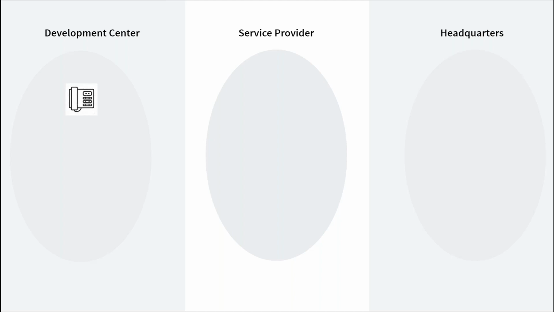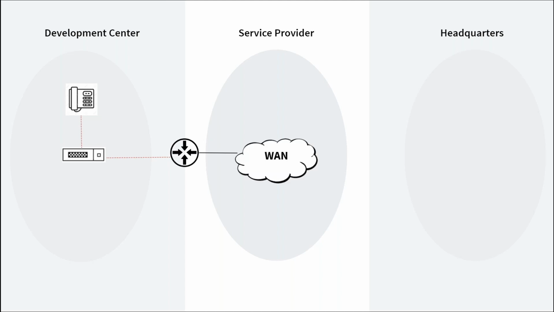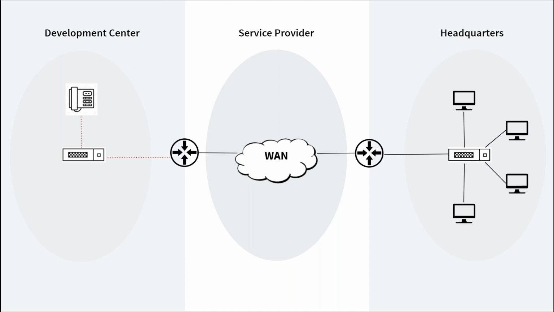So how it works is that the development center has IP phones, like the Avayas, and they are going to be connected to a particular switch or router. That's going to indirectly connect you to the network, the internet, which connects you to the service provider on the WAN, and in turn it's going to connect you to the headquarters that's in a different location. So this is just one connection.